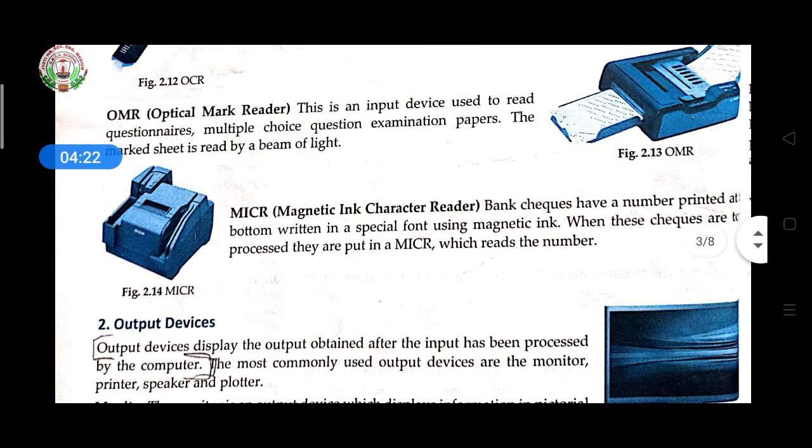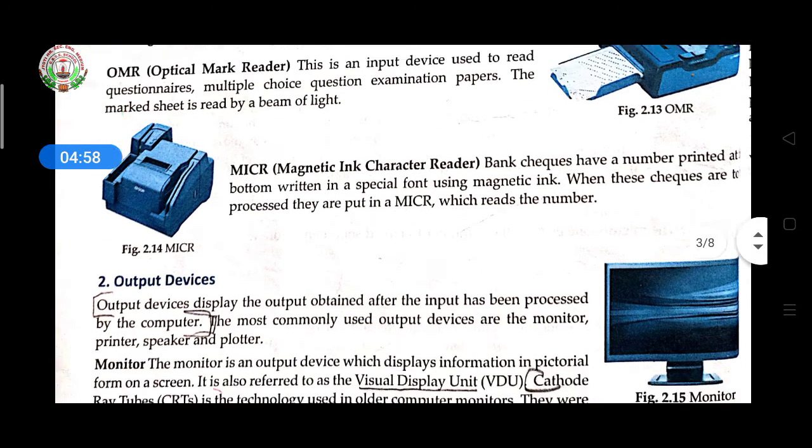Then MICR, magnetic ink character reader. Bank checks have a number printed at the bottom, written in a specific font using magnetic ink. When these checks are to be processed, they are put in the MICR, which reads the number. So MICR, magnetic ink character reader, is used to read the number on checks. You know that at the bottom of the check, 10 to 12 digits are printed. That number is easy to read with the help of the MICR.